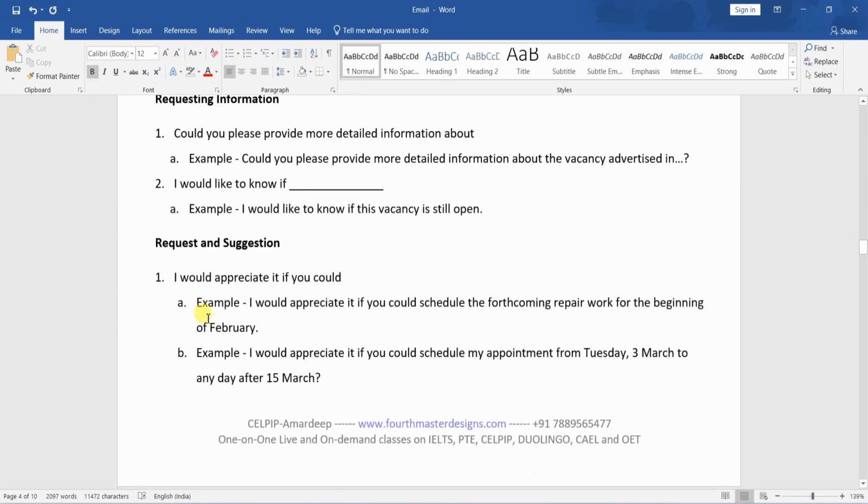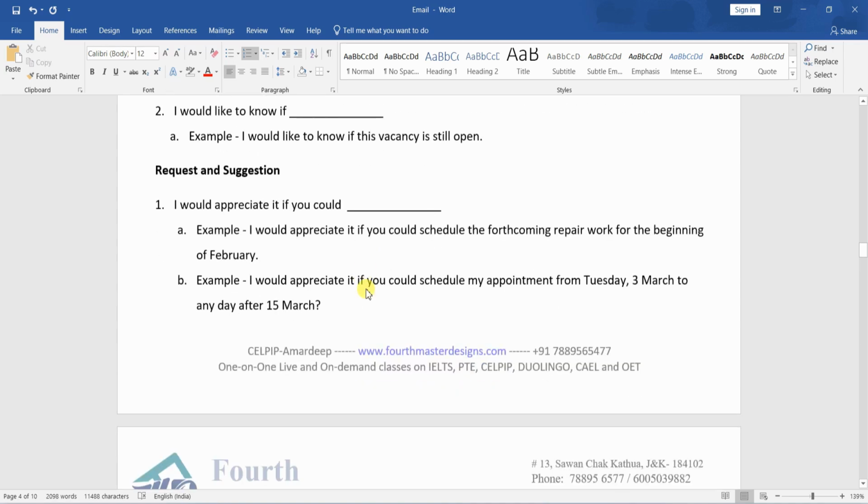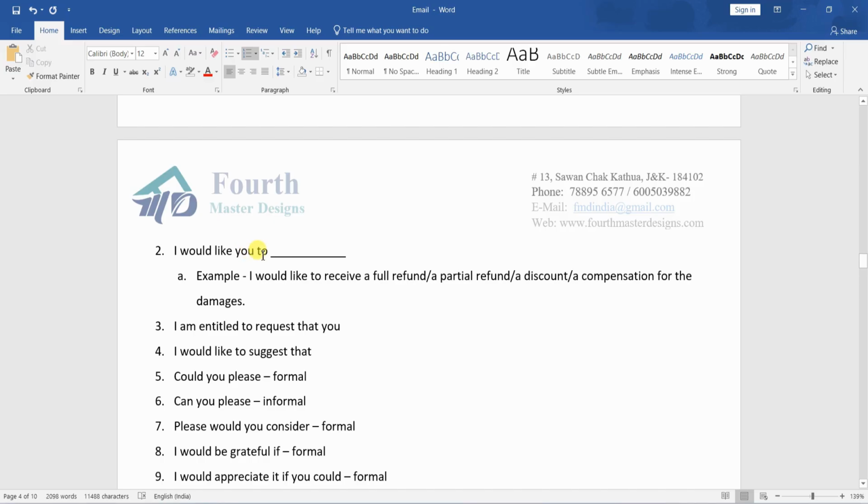Now here, if you could schedule whatever sentence. It depends on you what sentence you draft. I would appreciate if you could schedule my appointment from Tuesday. I would appreciate if you could schedule the forthcoming repair work for the beginning of March, whatever. I would appreciate it if you could investigate the issue and let me know what happened. I would like you to, this is a very common statement and a very important one.